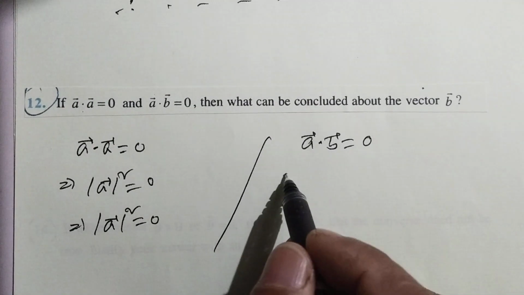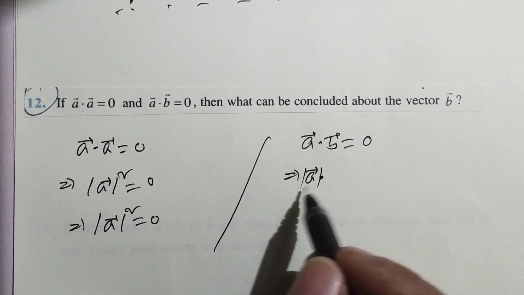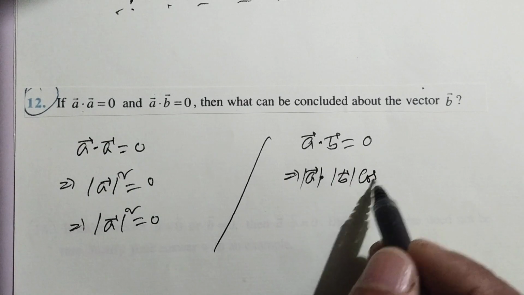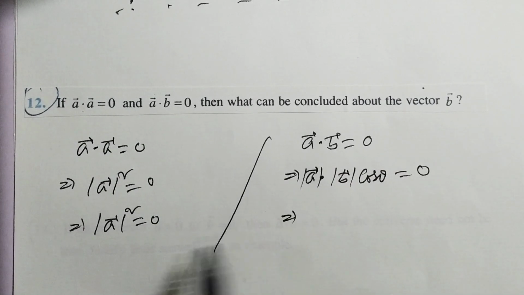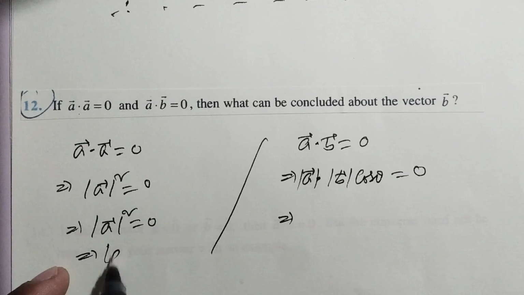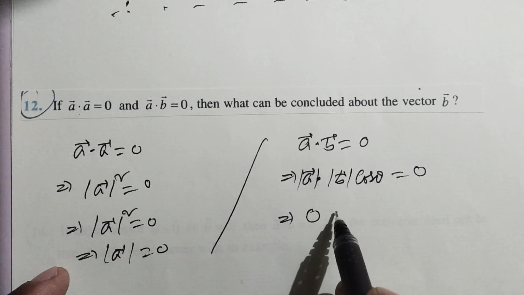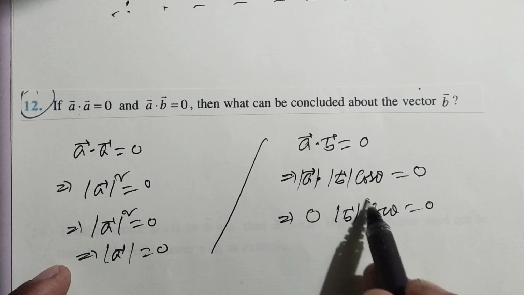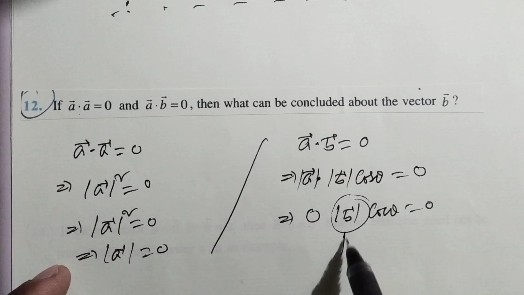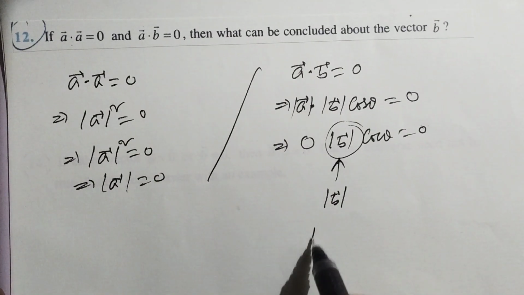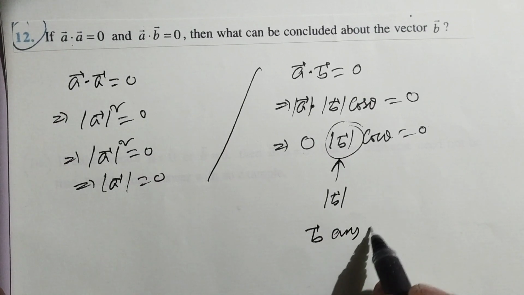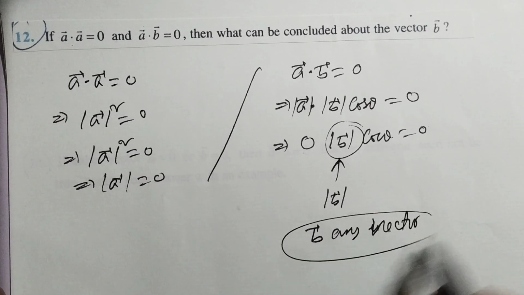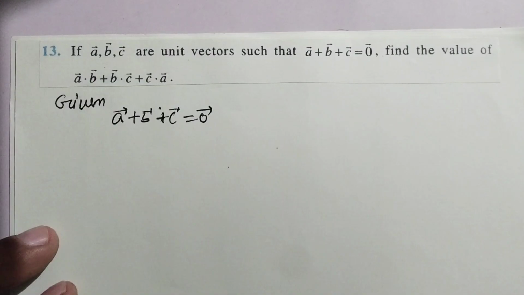Now A dot B, the definition of dot product we have learned, is magnitude A into magnitude B into cos theta. Right hand side is 0. Now magnitude A is already 0 here, so 0 into magnitude B cos theta equal to 0. That means 0 into anything is 0. That means magnitude B can be anything, and hence the vector B can be any vector.